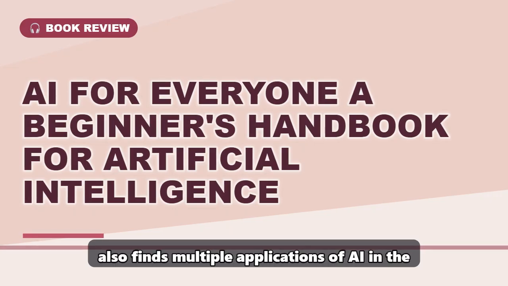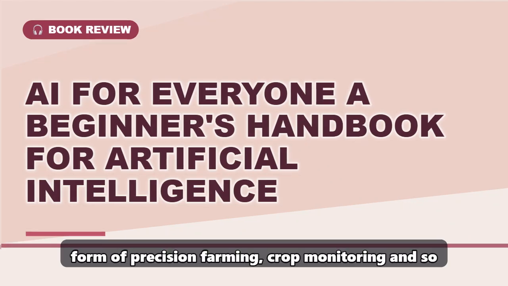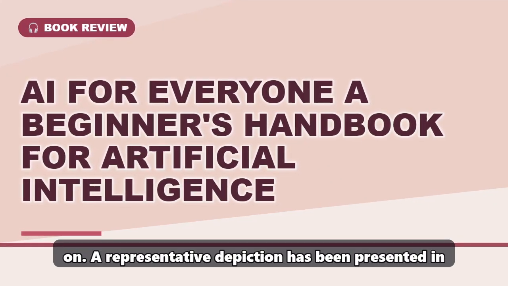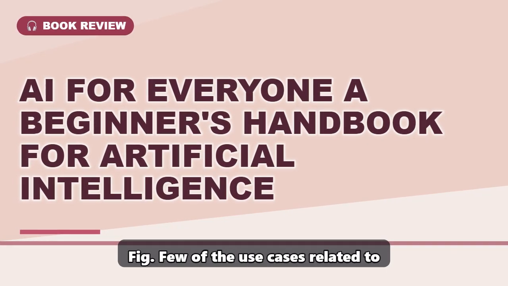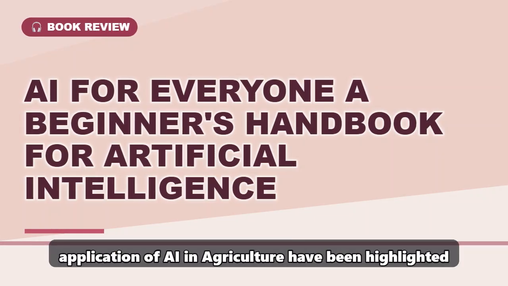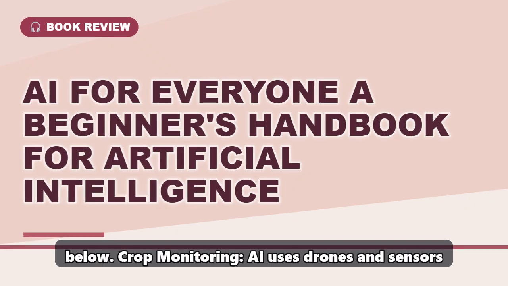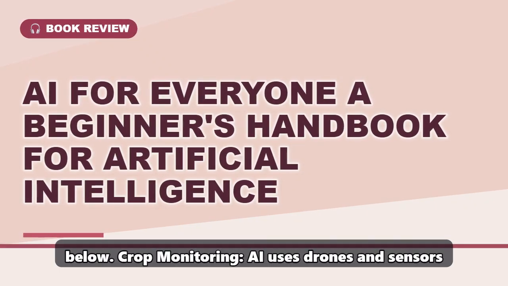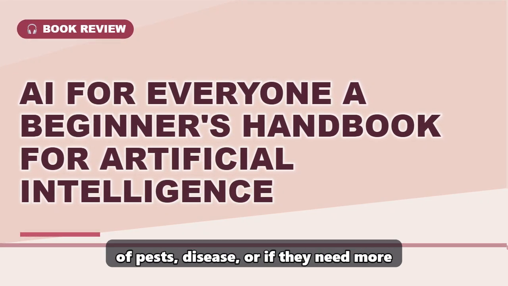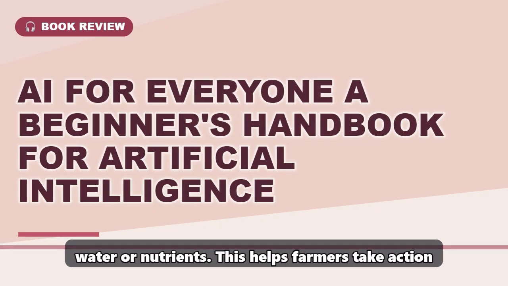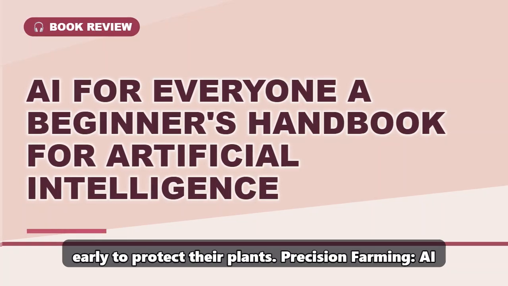Agriculture also finds multiple applications of AI in the form of precision farming, crop monitoring, and so on. A representative depiction has been presented in Fig. Few of the use cases related to application of AI in agriculture have been highlighted below. Crop monitoring. AI uses drones and sensors to check on crops. It looks for signs of pests, disease, or if they need more water or nutrients. This helps farmers take action early to protect their plants.